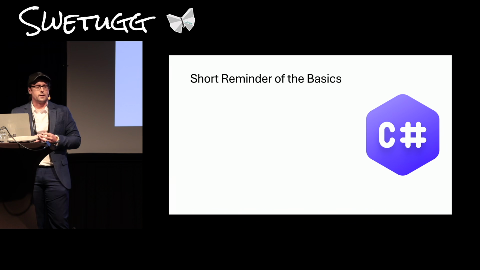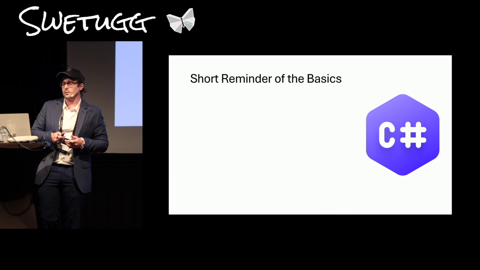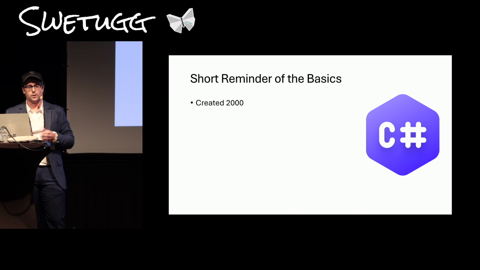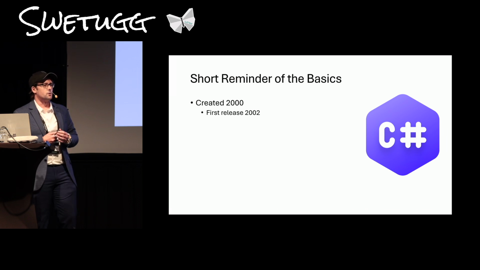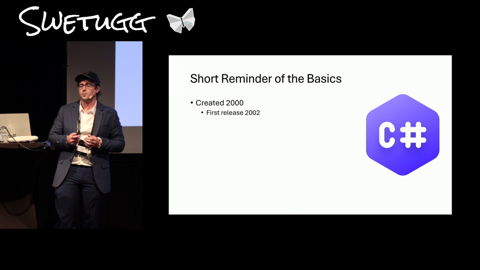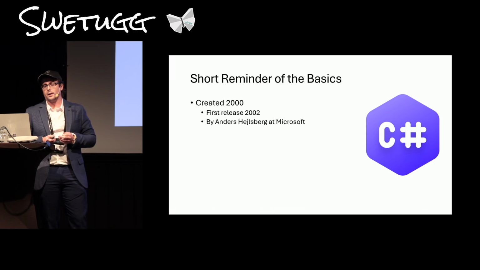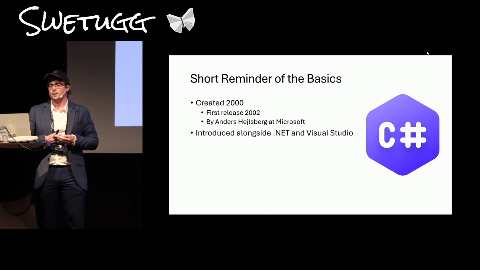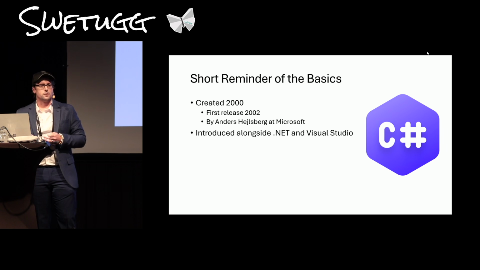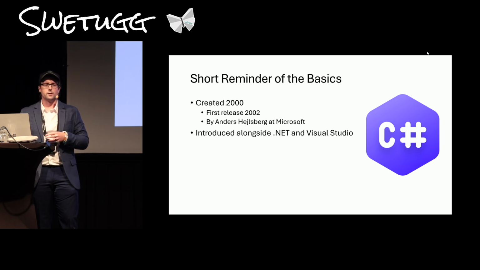So a short reminder just to take us back, what is C Sharp compared to other languages, what is the basics. It was created in 2000, so 24 years ago. But it first was available to the public 22 years ago in 2002, created by Anders Hejlsberg at Microsoft. He's still there.